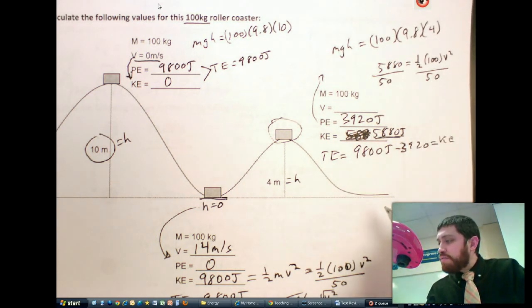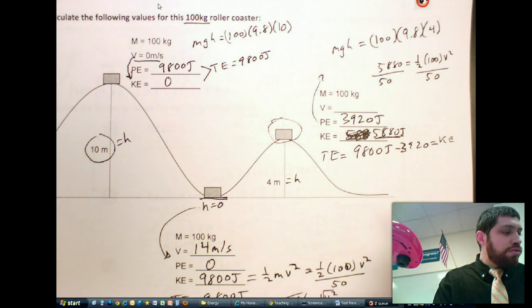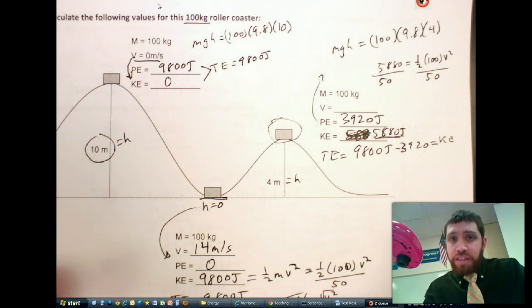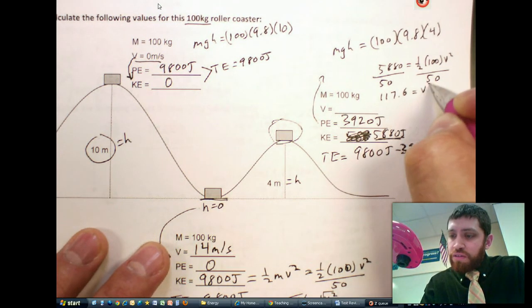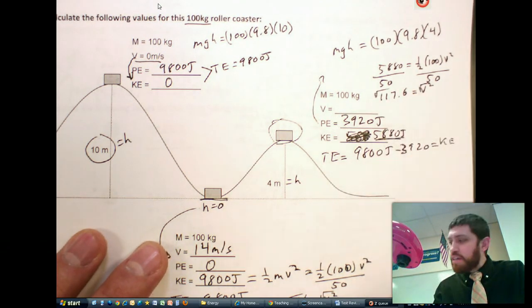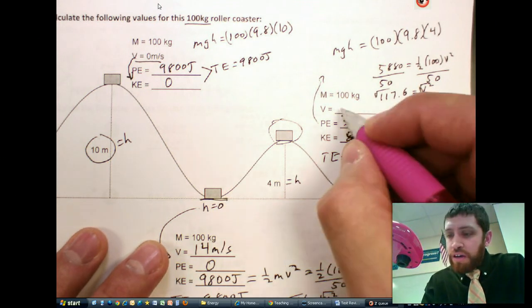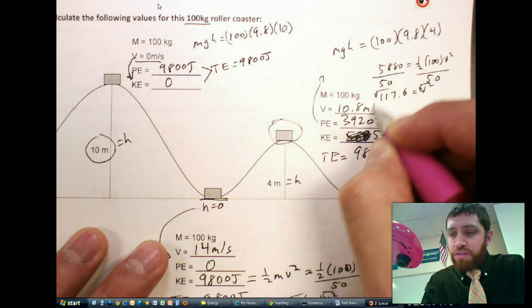5,880 divided by 50 will give you 117.6. That's going to equal v squared. Take the square root of both sides, and you should get a speed of 10.8 meters per second.